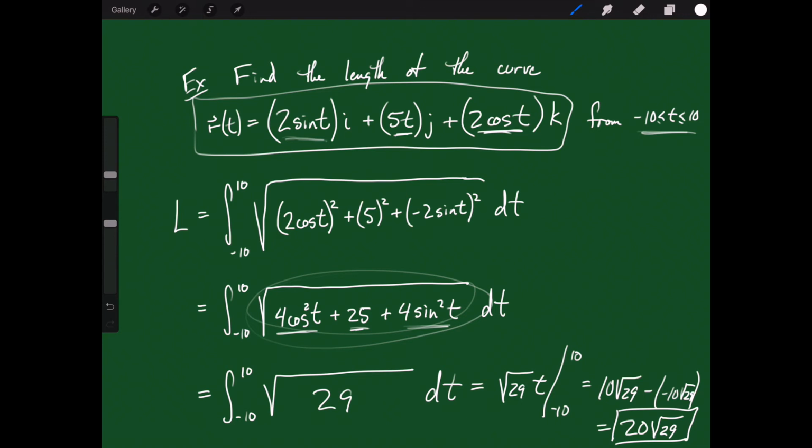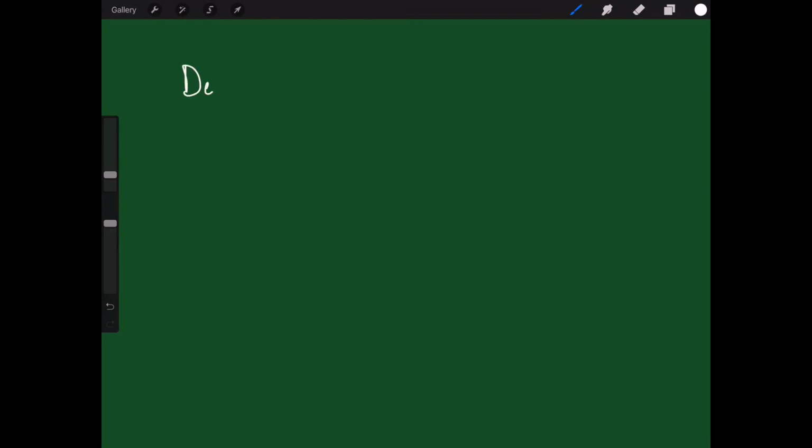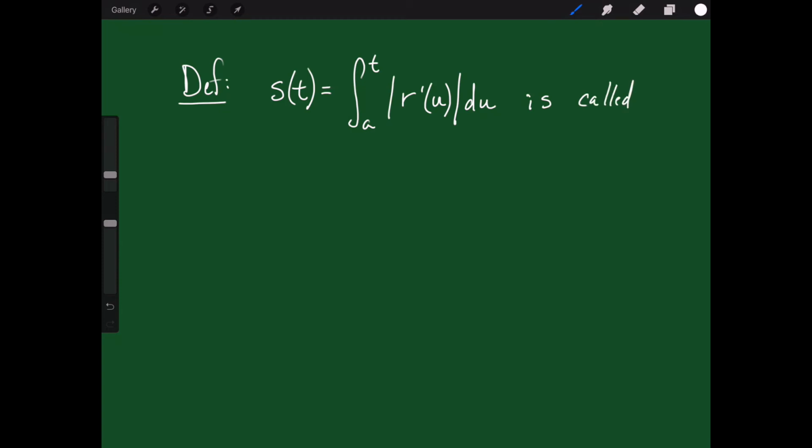Now, let me write another definition. So let's say that we have a function s of t, which is equal to the integral from a to t of the magnitude of r prime of u du. This is called the arc length function.